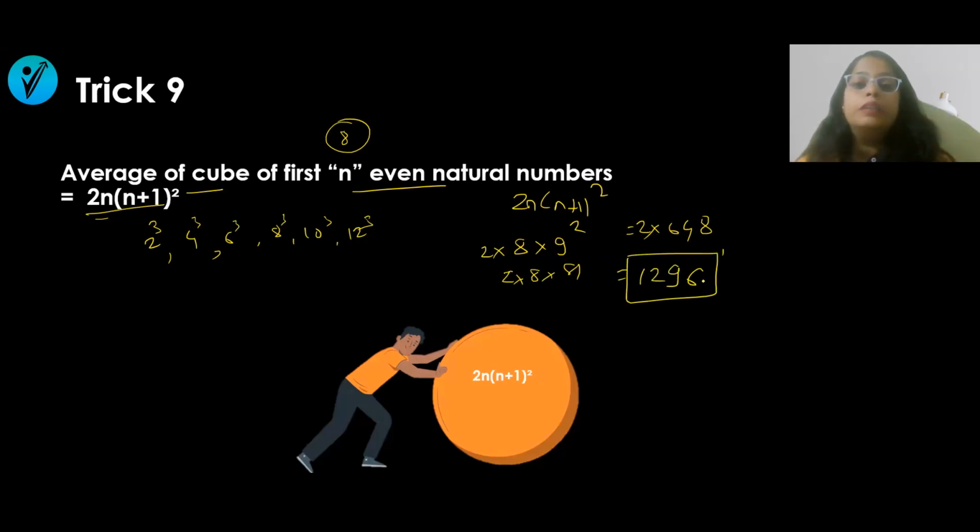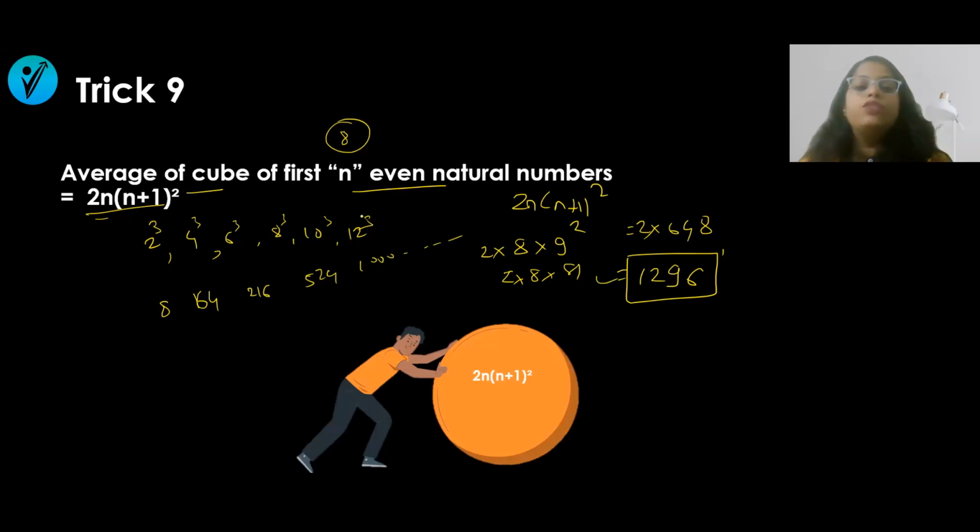Otherwise, you will add 2 cube, 4 cube, that means 8 plus 64 plus 216 plus 512, 1000 and so on up to 16 cube, and you will add all of those, divide by 8, then you will get this answer.